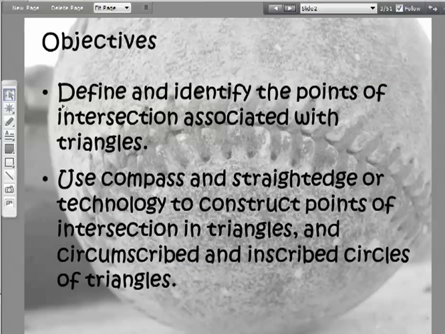Your objectives are to define and identify points of intersection associated with triangles, and I guess I ought to get my pointer going out here. Use a compass and straight edge or technology to construct points of intersection in triangles and circumscribed and inscribed circles of triangles. Now, most of your problems in the problem set and when you go through the lesson are talking about constructing the triangles with the circles. And there's lots of instructions in the lesson, and there's instructions in the study guide on how to use GeoGebra.